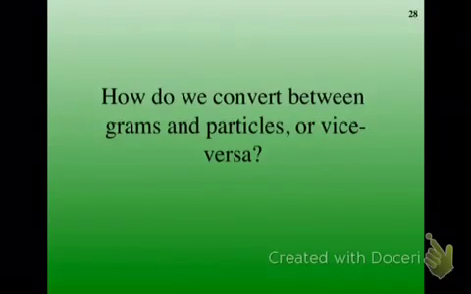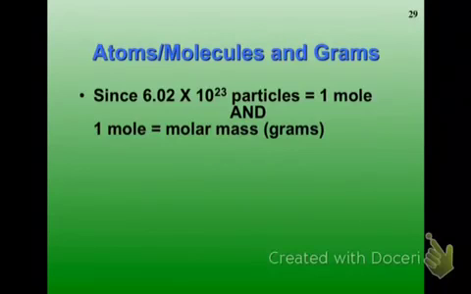Hey guys, so today's lesson is about how we can convert between grams and particles or vice versa. So let's start with what we know. We know that in 1 mole there are 6.02 times 10 to the 23rd particles or things, and I know that 1 mole has a certain mass. We call that a molar mass.